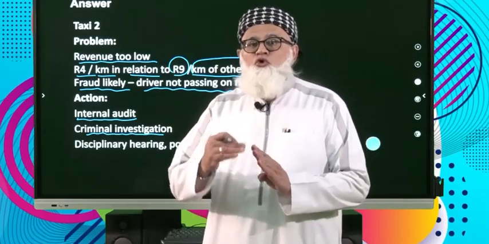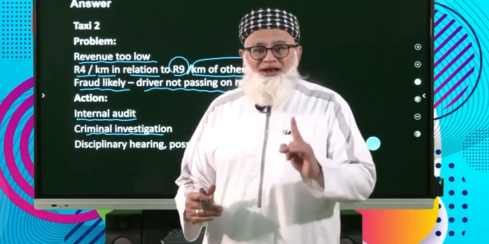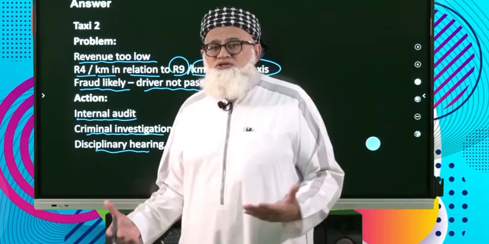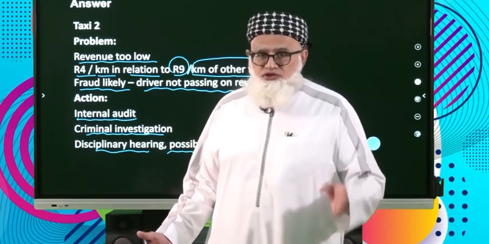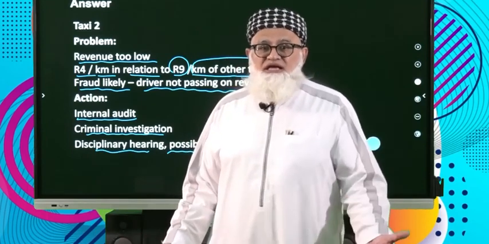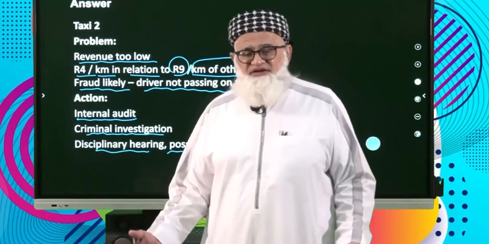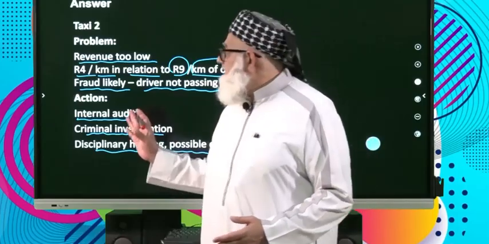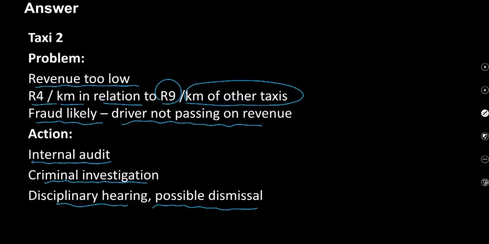Obviously, you need to follow due process, with a disciplinary hearing and a possible dismissal. So in other words, you've got to give them a fair chance to present the case. It's possible there may not be fraud, but in this case, obviously, it's pointing towards fraud. So first you institute a disciplinary hearing, pending the outcome. If there was definitely fraud involved, then you could have a possible dismissal. So with taxi 2, clearly we had a challenge. Right, let's go to taxi 3 now.